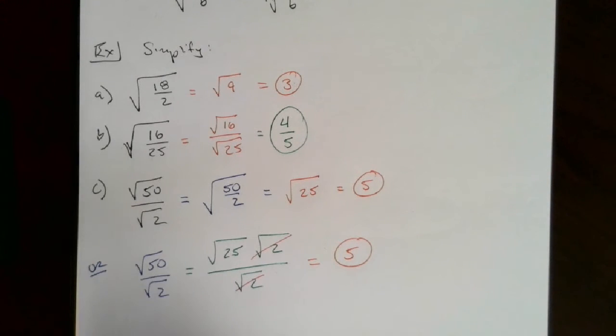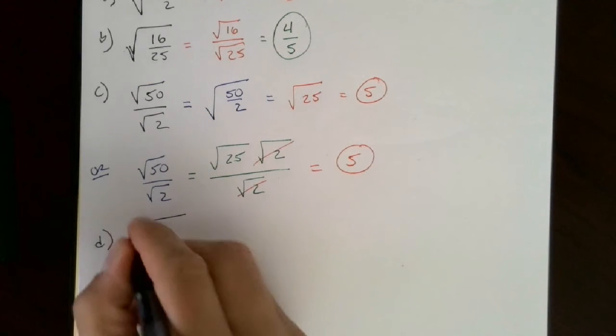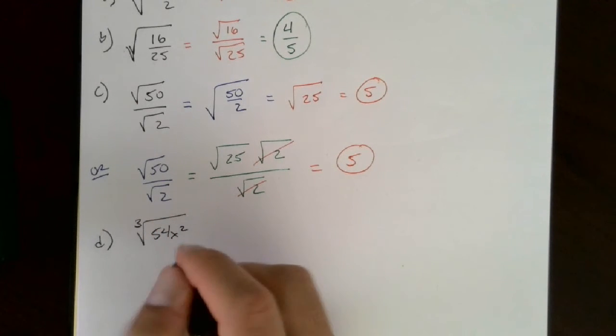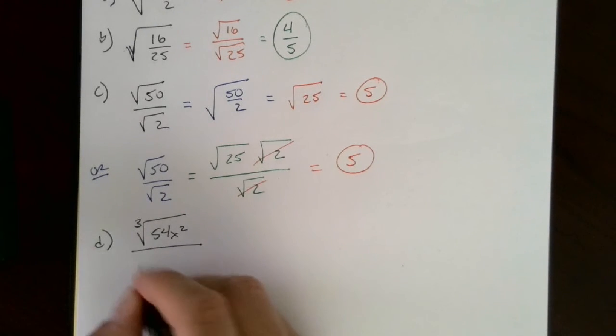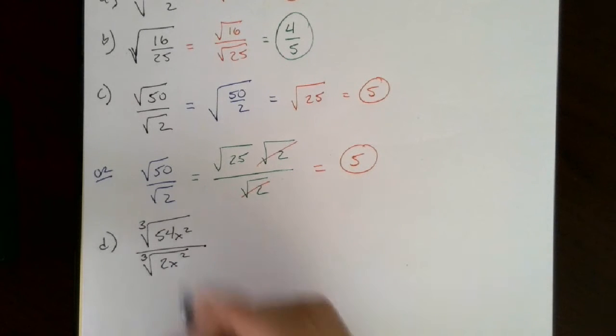If I do this one here, we'll say we have the cube root of 54x squared over the cube root of 2x squared.